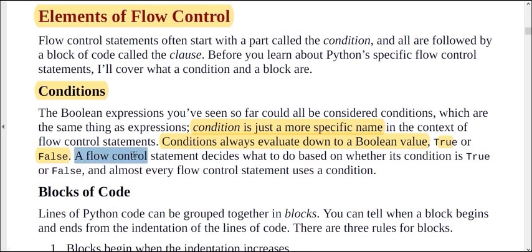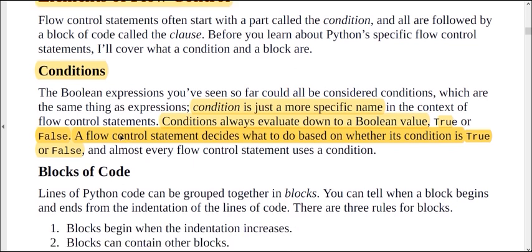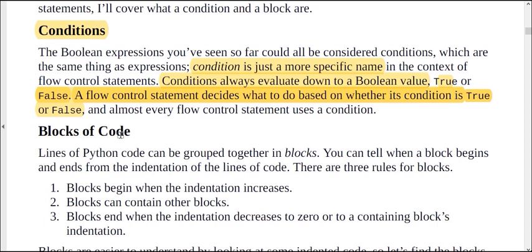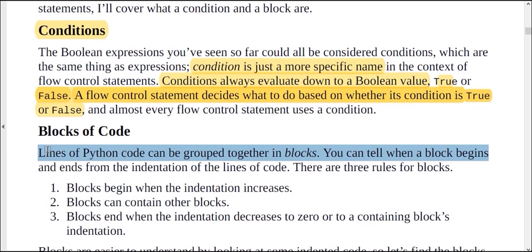Therefore, a flow control statement decides what to do based on whether its condition is true or false. And almost every flow control statement uses a condition. Now, as we know about conditions, let us know what actually is blocks of code. Lines in Python code can be grouped together in blocks. You can tell when a block begins and ends from the indentation of lines of code.